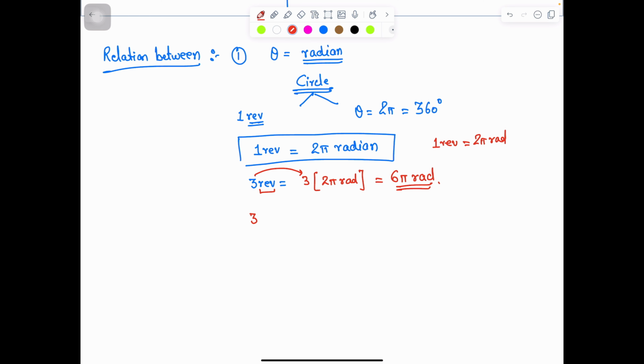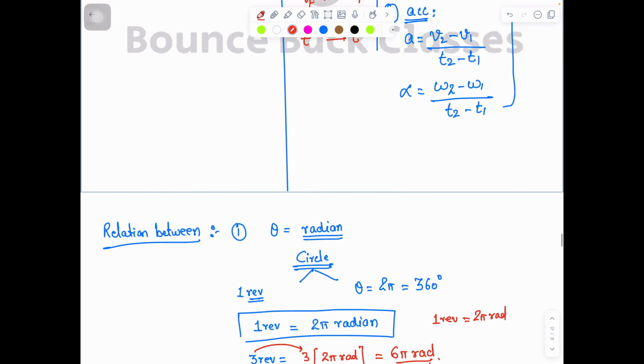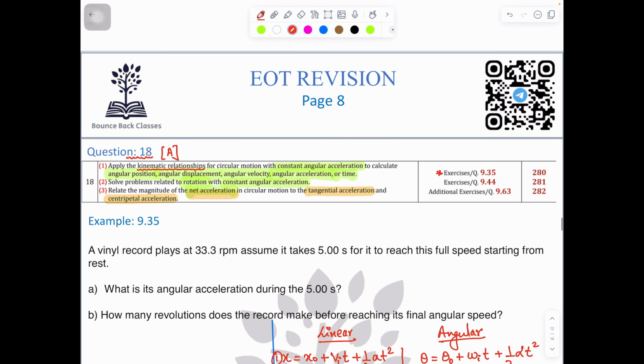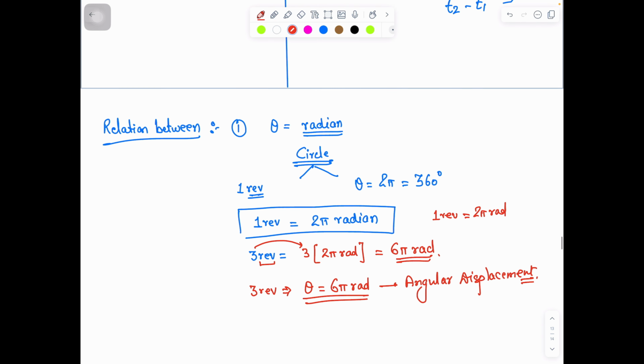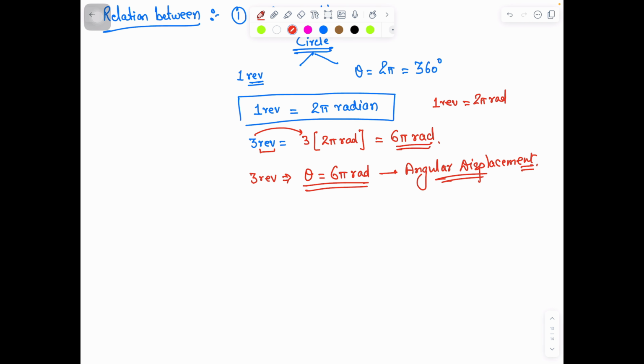And what is this 6 pi giving you? So can I say 3 revolutions is equal to theta equals 6 pi radian, because it is giving you the value of angle theta, which is your angular displacement. Because I need to cover one more word that is very, very important. What is the meaning of angular position and angular displacement? This much you understand, angular displacement.